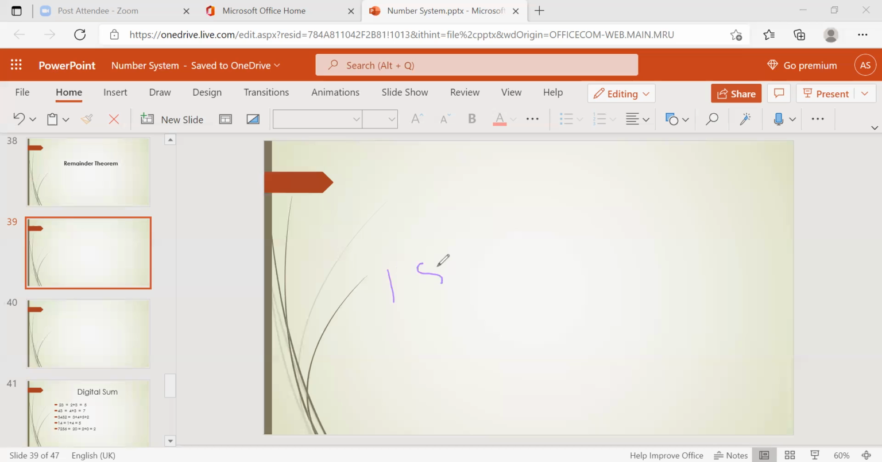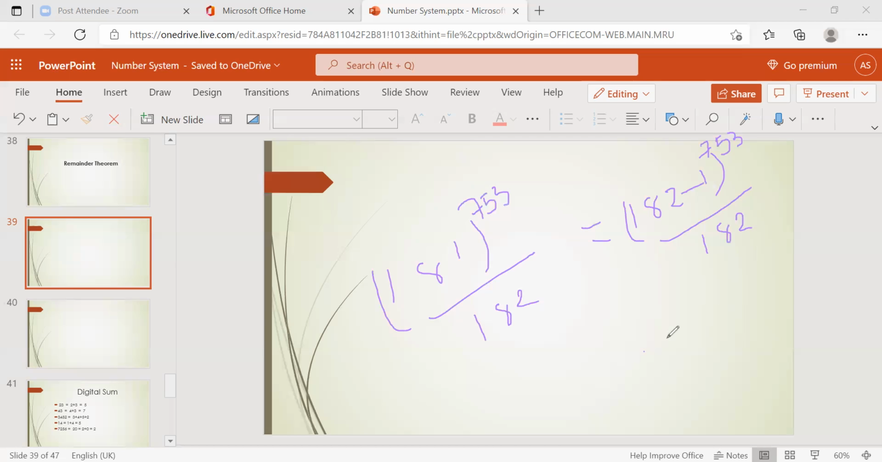Next, 181 power 753 by 182. Now, see how we can write this. 182 minus 1 whole power 753 by 182, right? So minus 1 power 753. What's the value here? Minus 1.